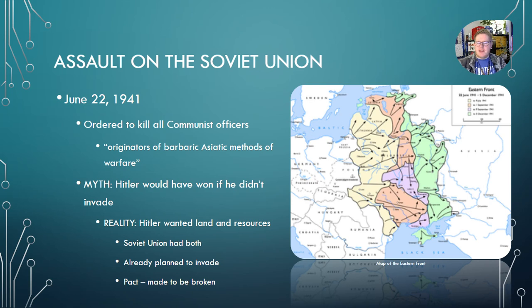So, with this, we have to consider our first myth of the day. Hitler would have won if he didn't invade the Soviet Union. Well, in reality, Hitler wanted land and resources for the Aryan race. The Soviet Union had both, and he'd already planned on invading. But you're probably wondering, Mr. Christensen, what about that Nazi-Soviet pact, the Molotov-Ribbentrop Pact that they signed just a few years earlier? Well, it was made to be broken, and it gave Hitler 2 years to prepare to invade.